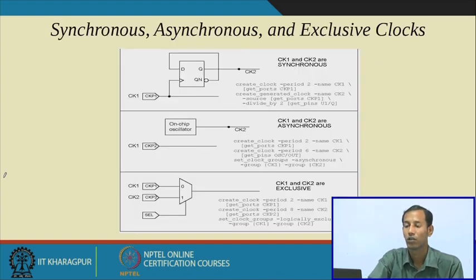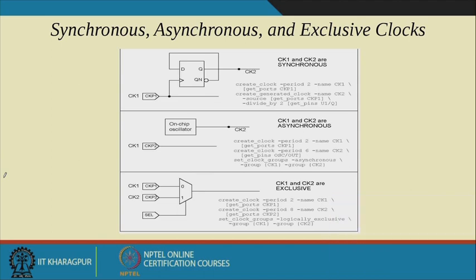Then synchronous clock, asynchronous clock, and exclusive clocks. This is the example of that. Synchronous clock means one clock source that is connected to every sequential component present within the circuit. Asynchronous means it may be connected with some enable signal or some other signal. That means if clock gating things are there, at that time that clock signal should be asynchronous.